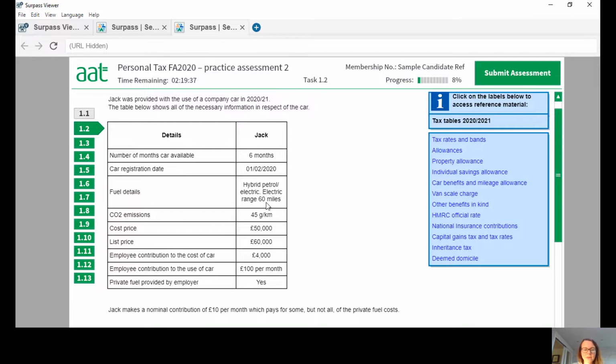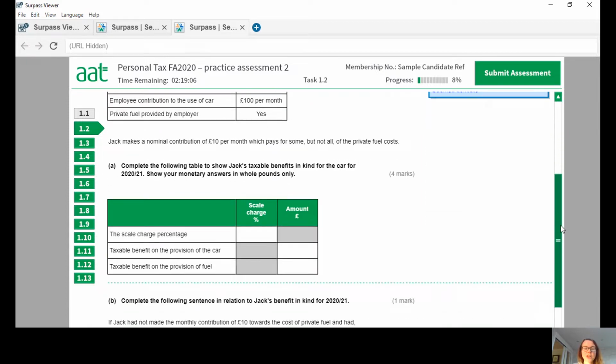They seem to be quite keen on this hybrid business, so make sure you are comfortable with that. Jack makes a normal contribution of £10 a month, which pays for some but not all of the fuel. So he's making a contribution towards the cost of a car, £4,000, use of the car, £100, and is making some contribution for fuel. So this is a great question. It's testing loads of stuff here.